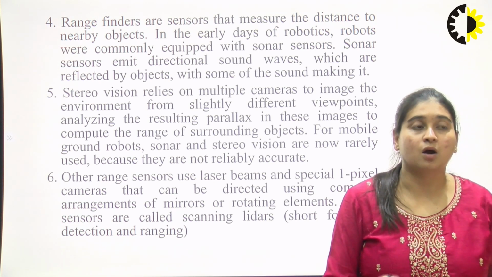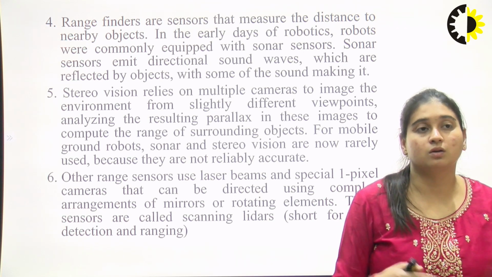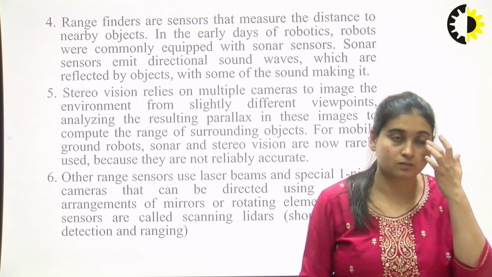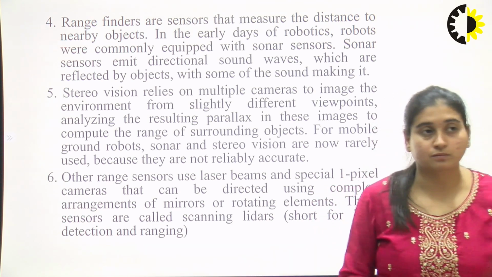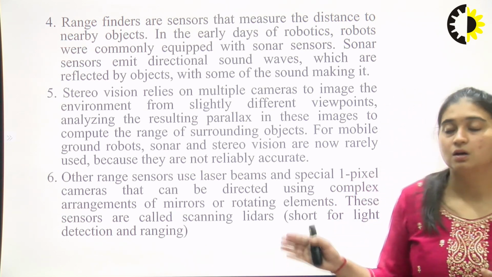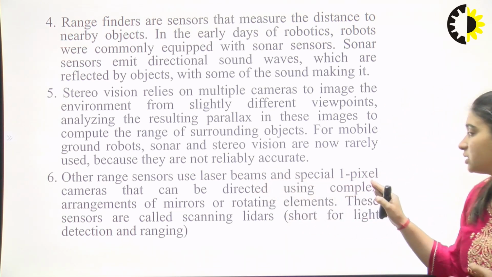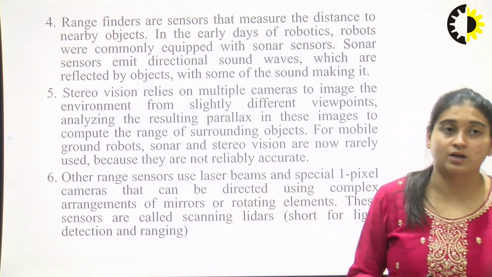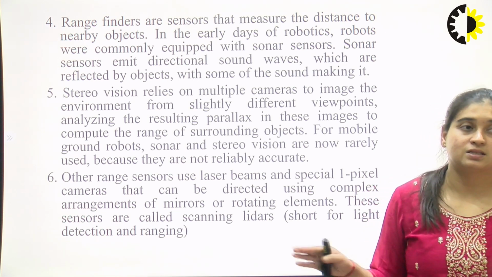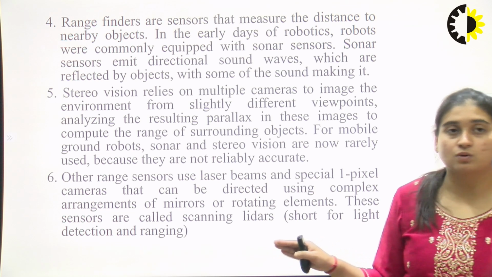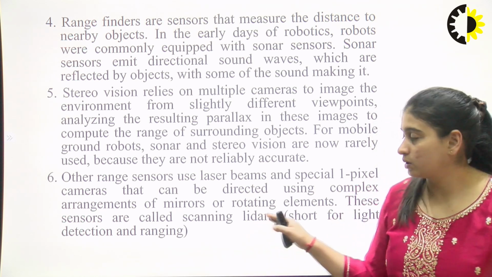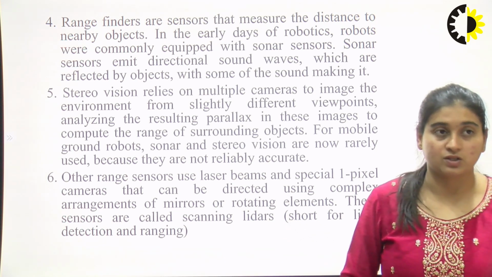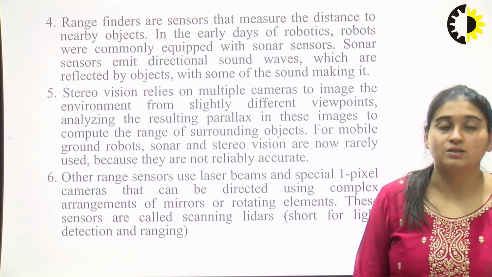For mobile ground robots, sonar and stereo vision are rarely used because they're not reliably accurate. So the usage is limited. Other range sensors use laser beams and special pixel cameras that can be directed using complex arrangements of mirrors or rotating elements. These sensors are known as lidars. As you may have heard, lidar stands for light detection and ranging, and such types of sensors are known as scanning lidars.